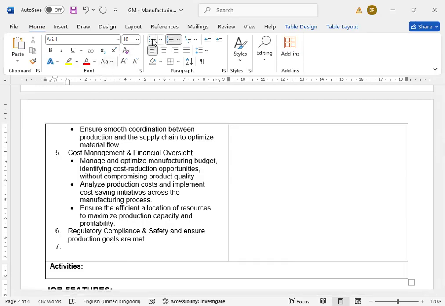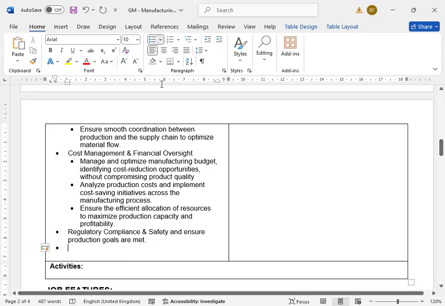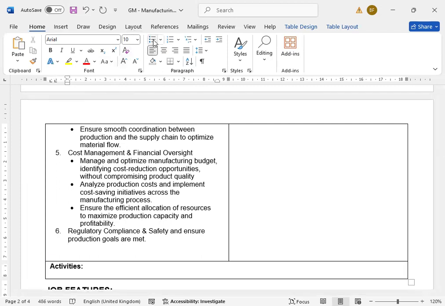And this is not number 7. This should be a bullet. Okay, sorry. Again, you have to adjust. It's not a hard thing to do, adjustment.